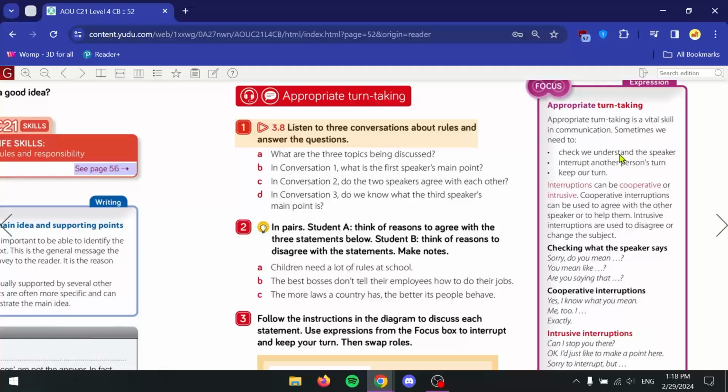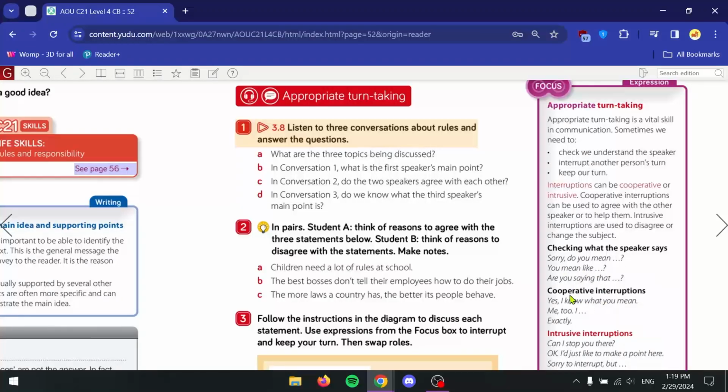Here we have checking we understand the speaker. For example, if I say something like, sorry, do you mean the mall on the left? If they say the mall on the right, then this is me turn taking, but I'm checking if I actually understand that speaker correctly. Oh, you mean the class on the second floor? Yes, I do. See what I mean? So these are some of the expressions that you can use. Sorry, do you mean that? You mean like, or are you saying that?